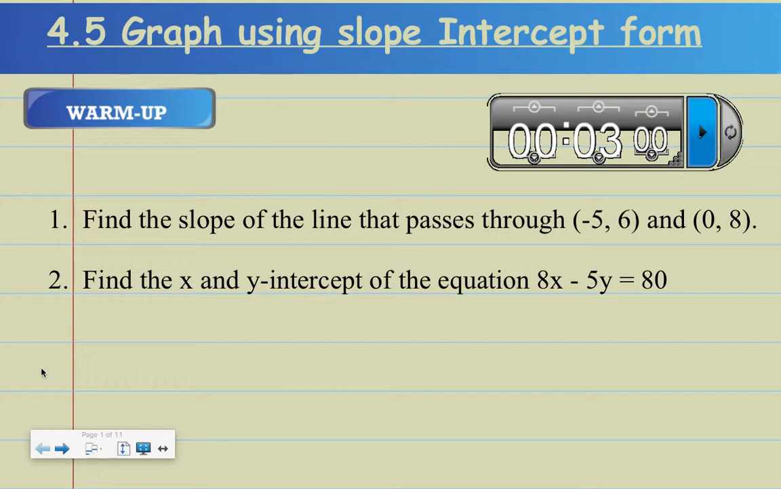The first one is to find the slope of the line that passes through the point -5, 6 and 0, 8. And the second question is to find the x and y intercept of the equation 8x minus 5y equals 80. So pause the video now. Let's give it 3 minutes for everyone to try this. You can try this at the bottom of your homework from the prior day. And after 3 minutes, I will go over it. So please pause the video now and we will come back to it.